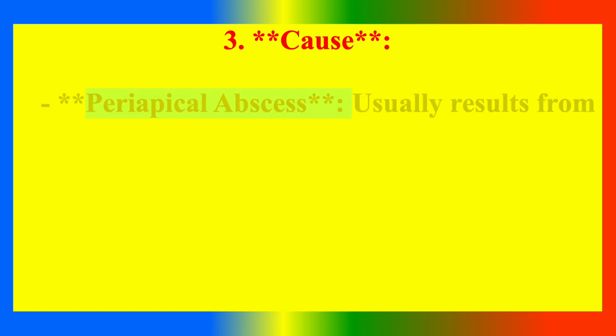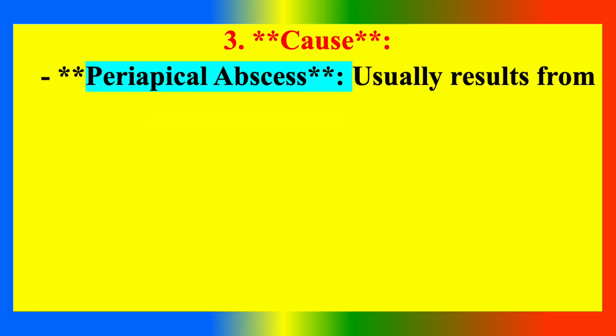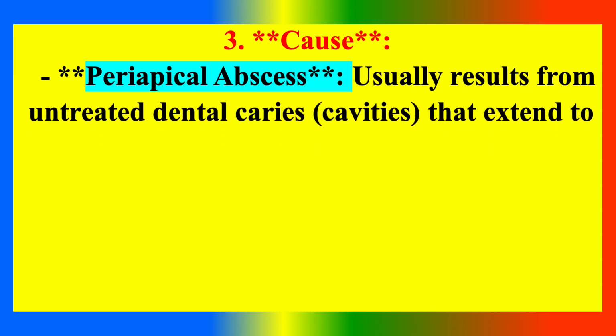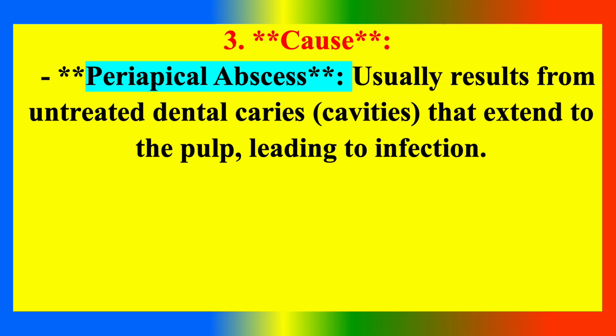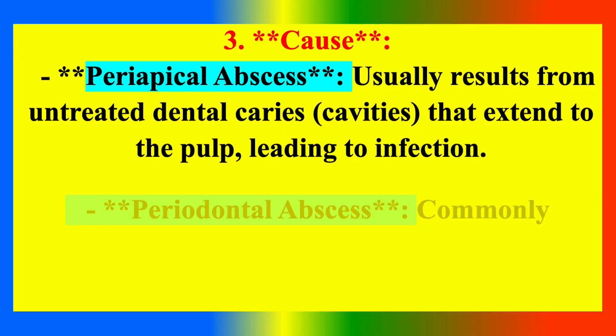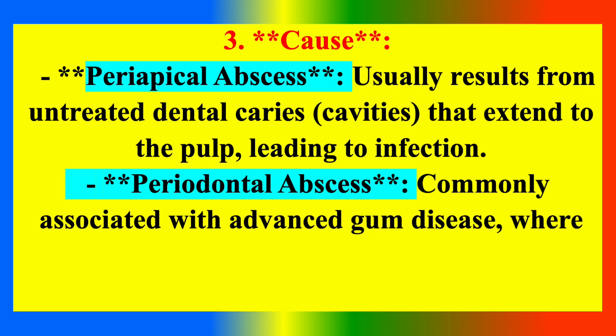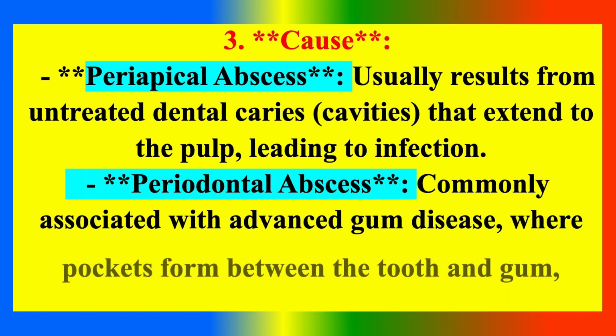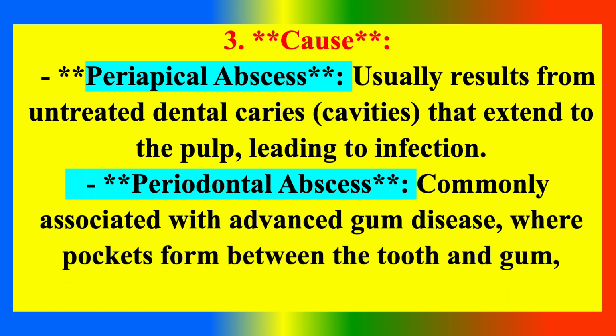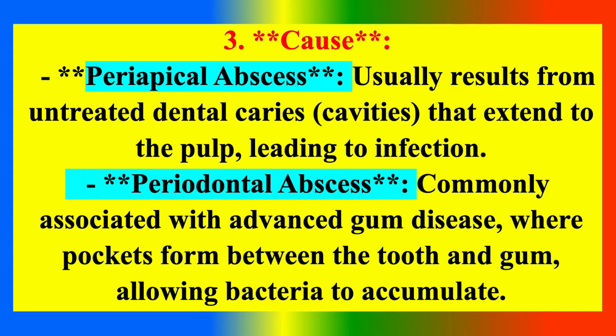Three, causes. Periapical abscess usually results from untreated dental cavities that extend to the pulp, leading to infection. Periodontal abscess is commonly associated with advanced gum disease, where pockets form between the tooth and gum, allowing bacteria to accumulate.